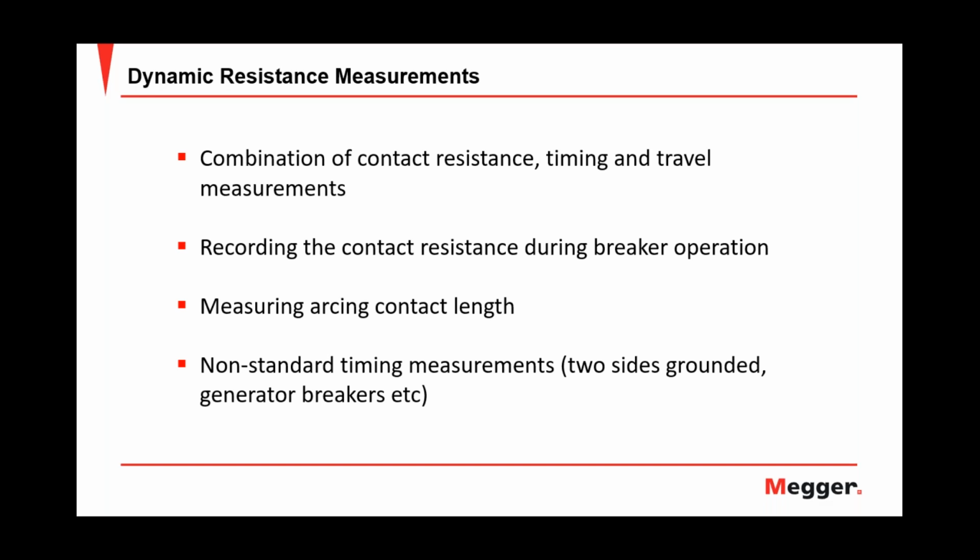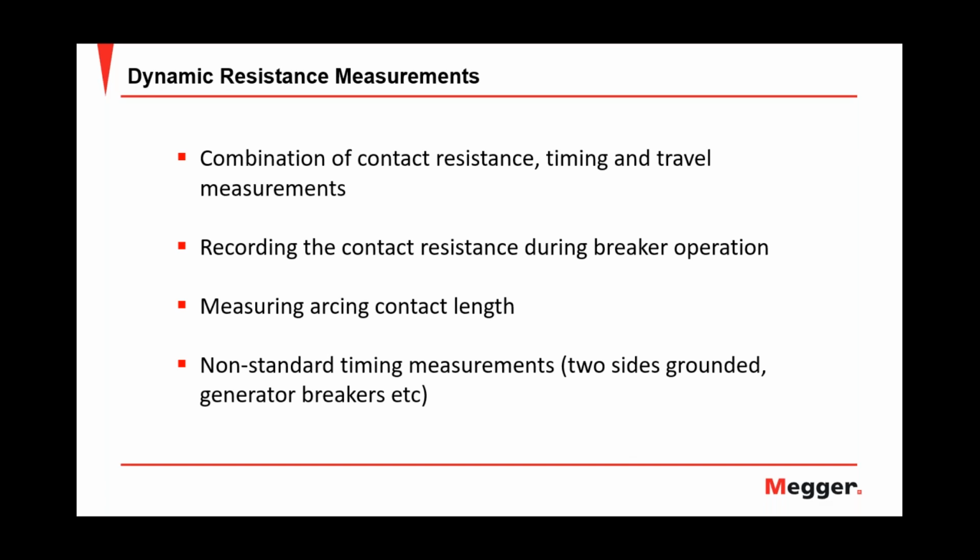This is one way, for example, to perform timing tests with both sides of the circuit breaker grounded. The TM1800 as a unit, or 1700, is particularly suitable for dynamic resistance measurement, since the timing channels also measure analog signals directly, thus minimizing the number of channels and connections needed.